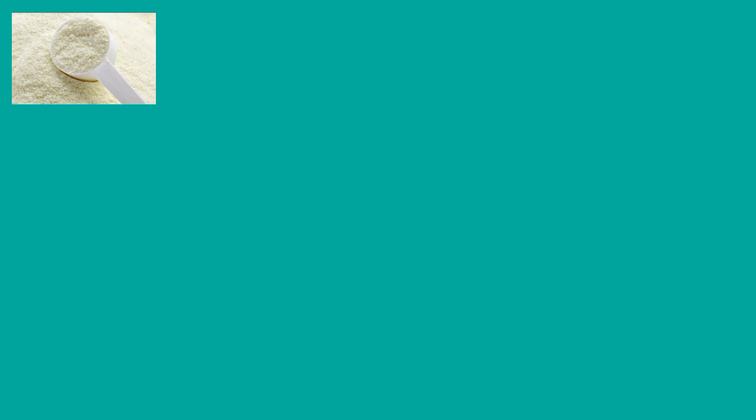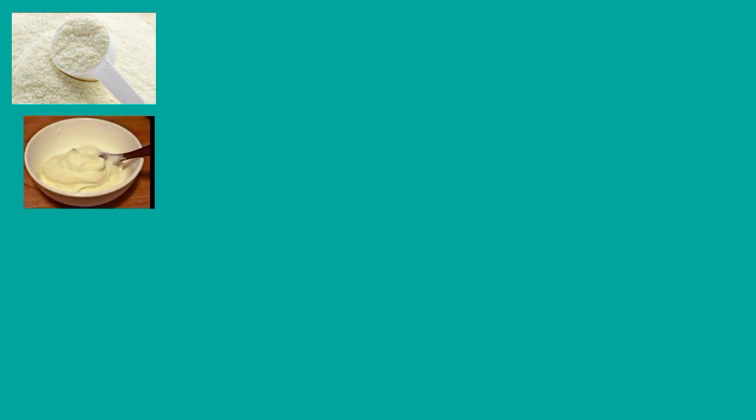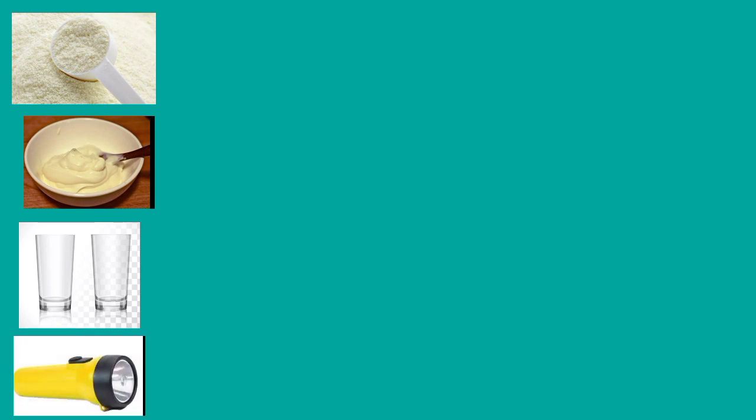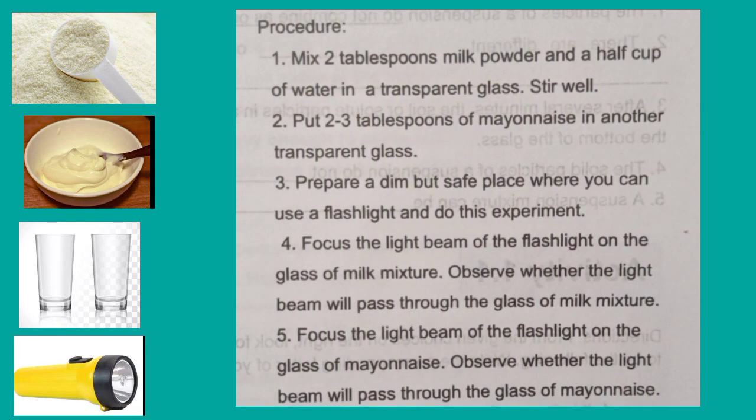You will be needing the following: 2 tablespoons milk powder, 2 to 3 tablespoons mayonnaise, 2 empty glasses, and 1 flashlight. Procedure: First, mix 2 tablespoons milk powder and a half cup of water in a transparent glass. Stir well. Second, put the 2 to 3 tablespoons of mayonnaise in another transparent glass. Third, prepare a dim but safe place where you can use a flashlight and do this experiment.